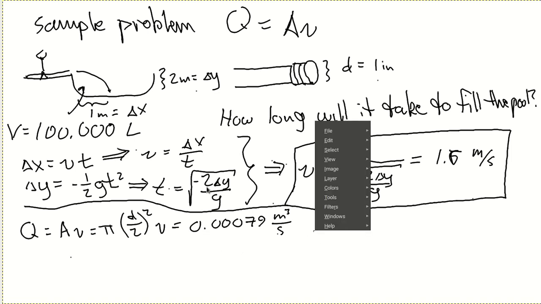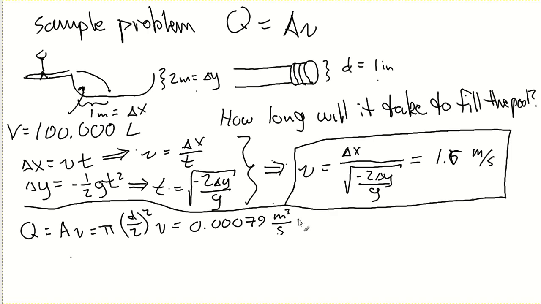Now, recall that volume rate of flow is, by definition, volume divided by delta time. So we can now solve for delta time as volume divided by volume rate of flow. And volume is 100,000 liters. Now, we discussed before, a milliliter is a cubic centimeter.